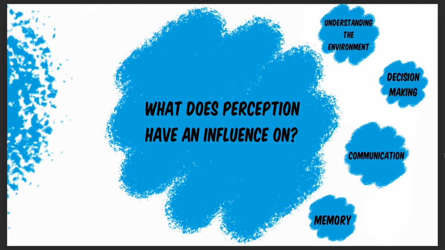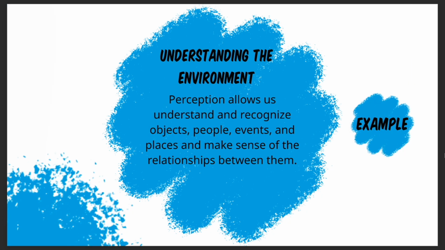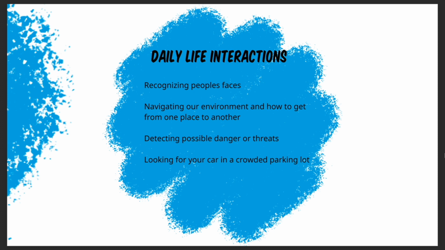What does perception have an influence on? The first is understanding the environment. Perception allows us to understand and recognize objects, people, events, and places, and make sense of the relationships between them. Here are some examples of daily life interactions. Recognizing people's faces, navigating our environment and how to get from one place to another, detecting possible danger or threats, looking for your car in a crowded parking lot.